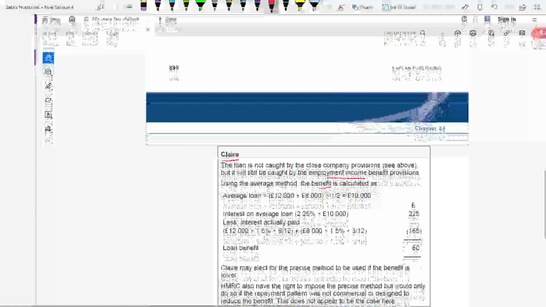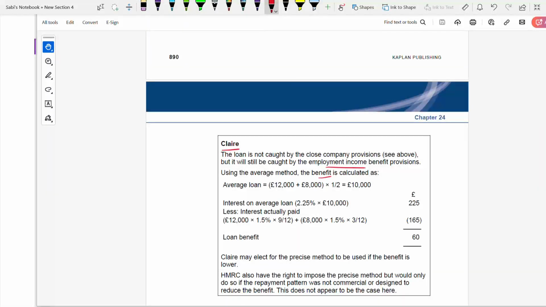So now we go by the average method, 12 and 8,000. How 8,000? From 12,000, if you are repaying 4,000, you are left with 8,000. So at the end, the balance is 8,000. So 12 and 8 divided by 2 is 10,000. On this 10,000, charge the official rate, which is 2.25, and interest actually paid. So on this 12,000, you are paying 1.5 for 9 months and this for 3 months only. On the 8,000, 1.5, because you are repaying 4,000.